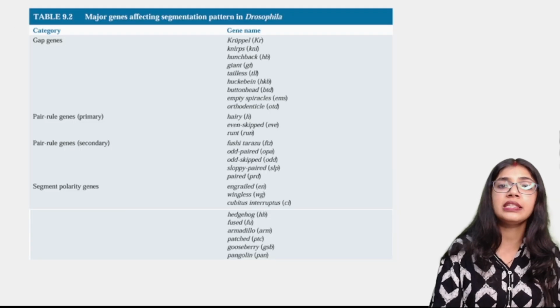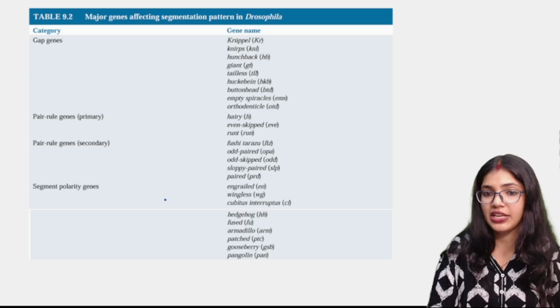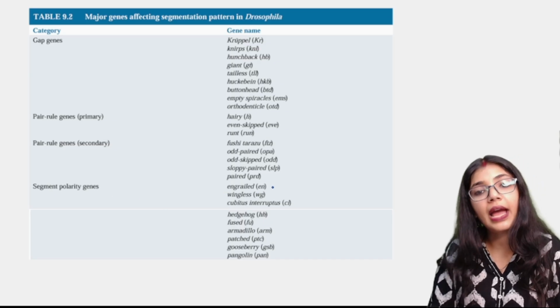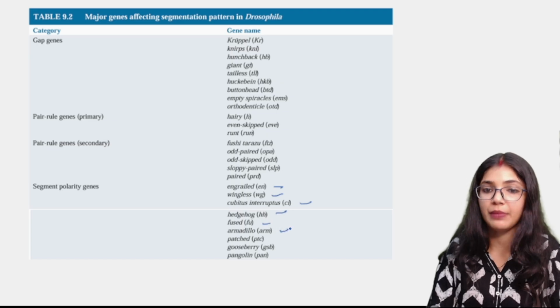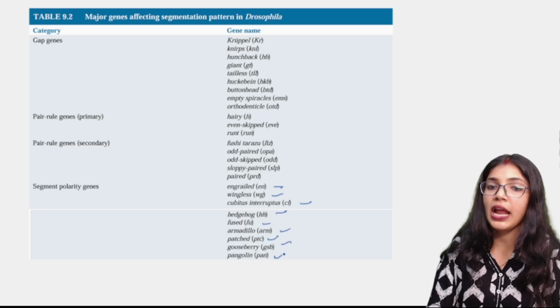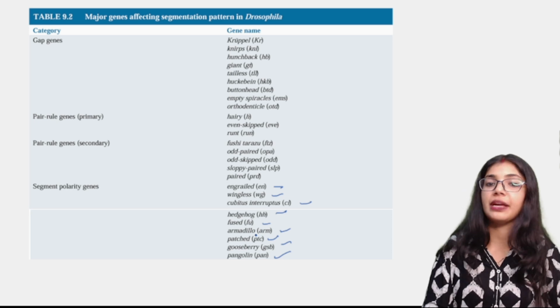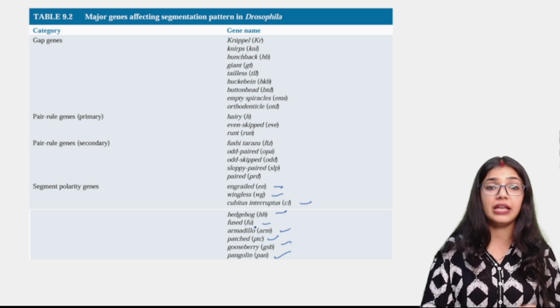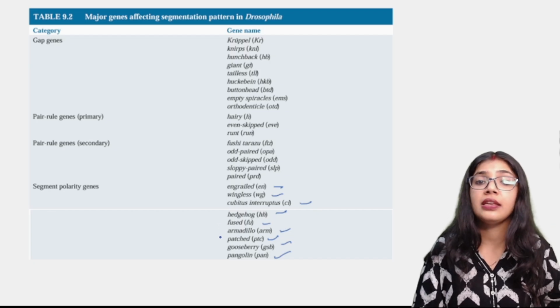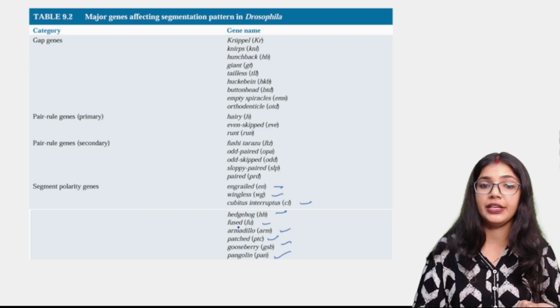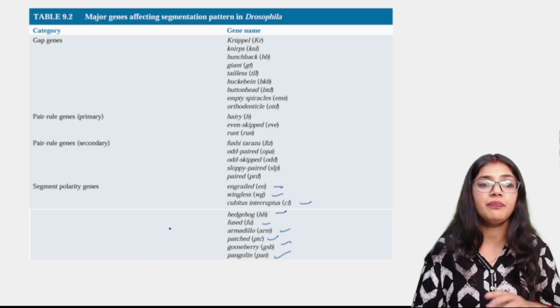Let us see some examples of segment polarity genes. Here, engrailed, wingless, cubitus interruptus, hedgehog, fused, armadillo, patched, gooseberry and pangolin are certain examples of segment polarity genes. Questions are asked in different competitive exams from this part, like which gene is responsible for segment polarity. So from here there will be questions.